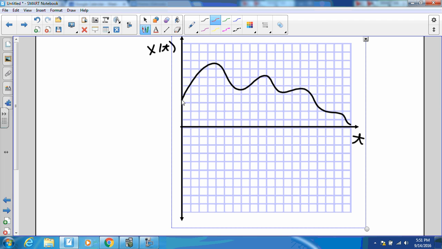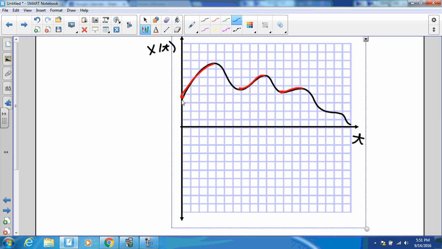And the answer will be whenever the slope of the graph is positive. And that would be from here up to here. That would be from here up to here. That would be from here up to here. And looks like that's it. That would be all the times for which the graph is increasing or has a positive slope.